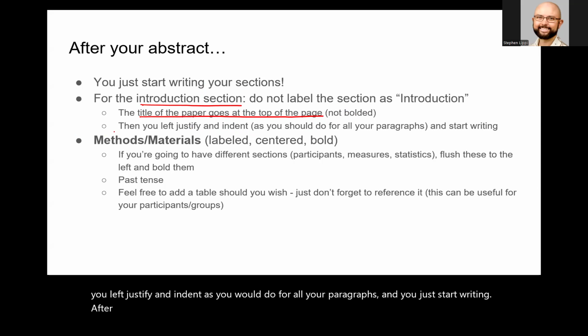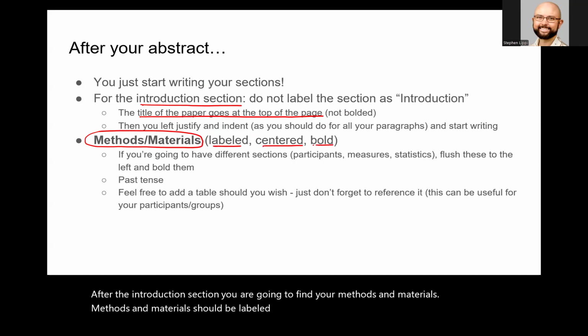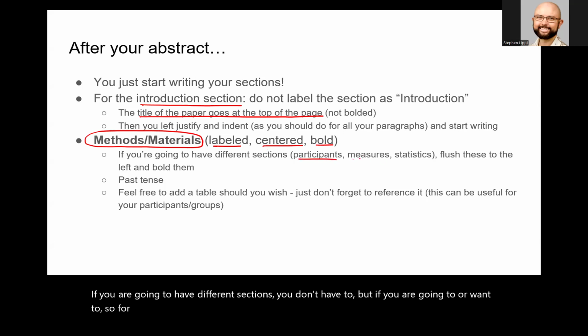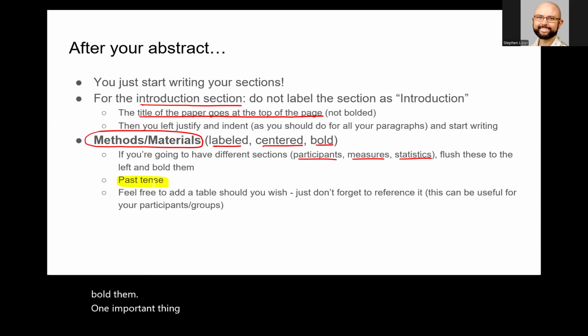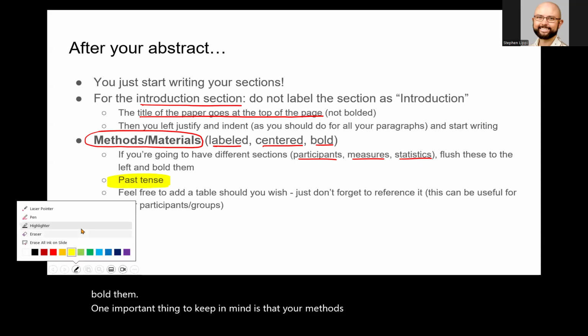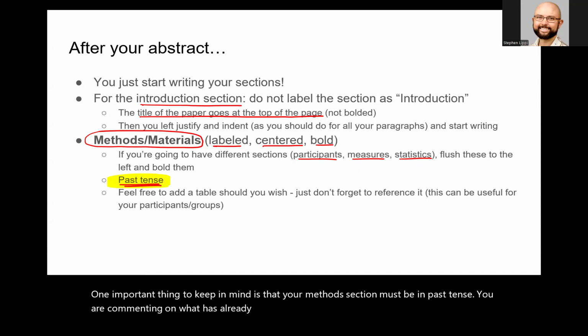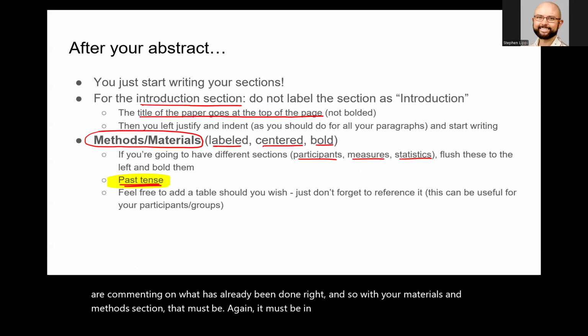After the introduction section, you are going to find your methods and materials. Methods and materials should be labeled and centered and bolded. If you are going to have different sections, you don't have to, but if you are going to or want to, for instance, a section on participants or measures or statistics, flush those to the left and bold them. One important thing to keep in mind is that your methods section must be in past tense. You are commenting on what has already been done, right? And so with your materials and methods section, again, it must be in the past tense.